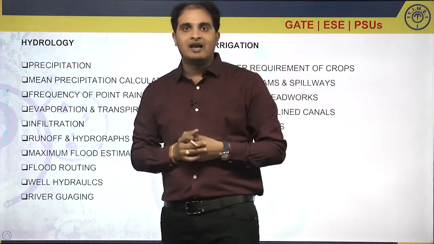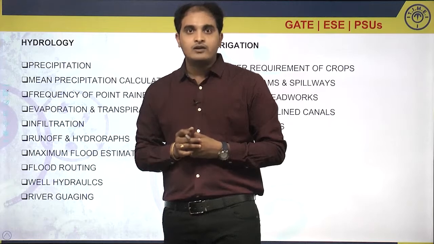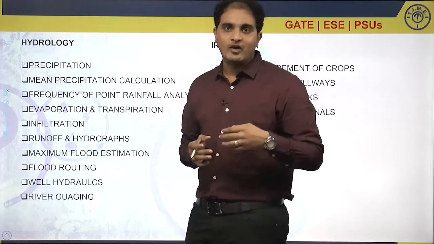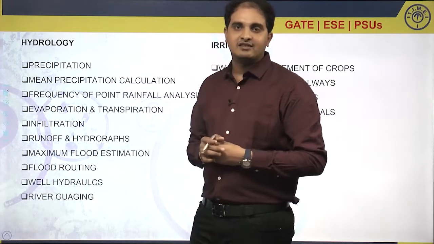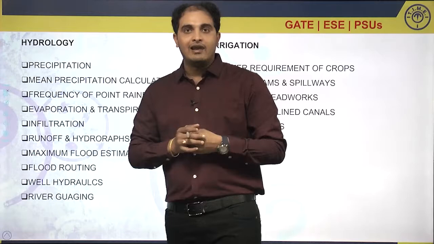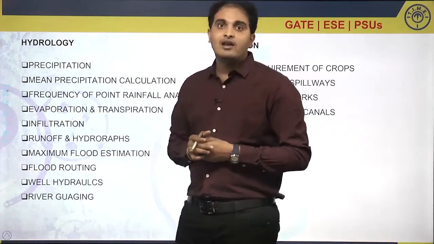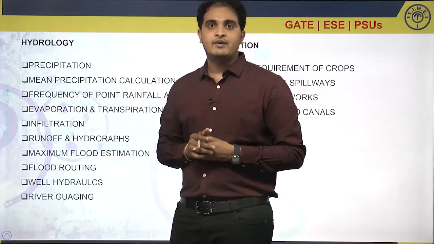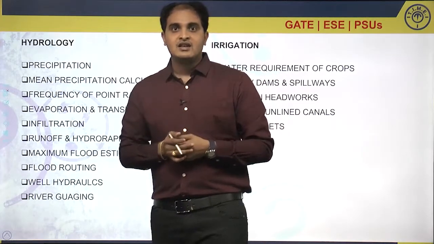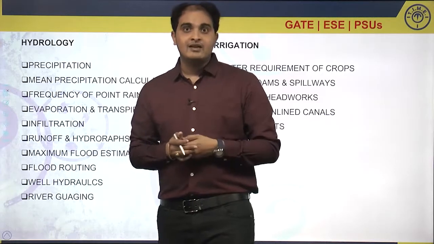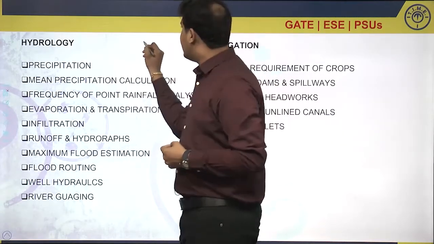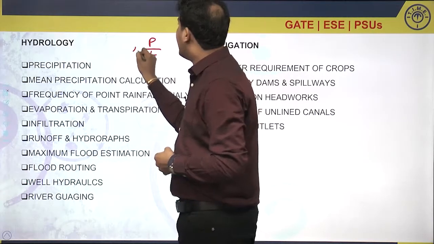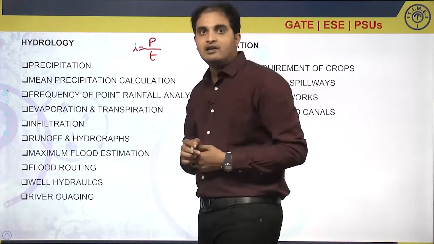Now, what do we have in a hydrograph? A hydrograph is nothing but a plot of rainfall intensity versus time. That means rainfall intensity is taken on the y-axis, whereas time is taken on the x-axis. Now, I want to tell you that rainfall is measured in centimeters, whereas rainfall intensity is measured in centimeters per hour. That means rainfall intensity is the amount of rainfall falling in centimeters with respect to unit time. Therefore, rainfall is measured as P, whereas rainfall intensity is measured as P by T. I is the rainfall intensity, which we can call P by T.